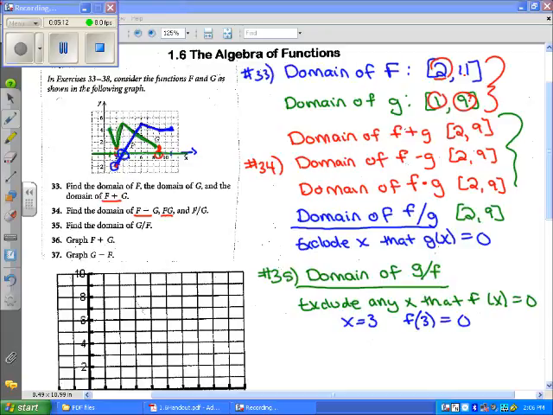So I'm going to look at the intersection of the domain of f and the domain of g, which would be all these answers right here. But I have to exclude 3. So I'm going to go from 2, including 2, to 3, not including 3, union, which means the word or, 3 to 9. Okay, so that takes us up to number 35. Number 36 and number 37 will be on the next video.